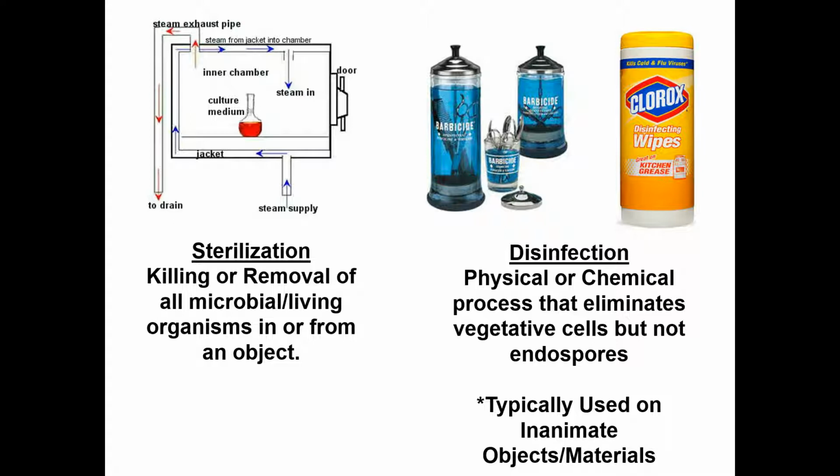Whenever we're in the lab and we spray down our benchtop with a dilute concentration of a disinfectant or bleach, we are trying to remove vegetative bacterial cells, but we will not kill any endospores that are present on the benchtop. Now, typically, you apply disinfectants to inanimate objects or materials, not to living tissues.